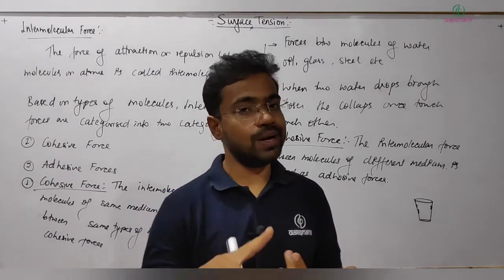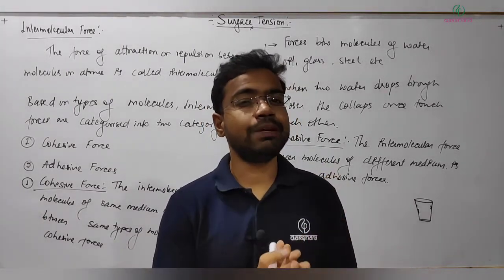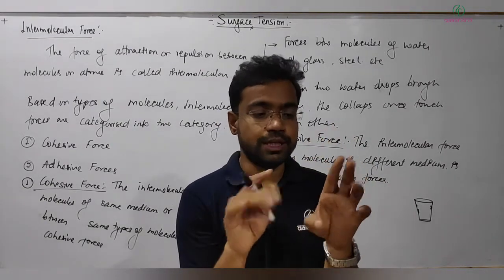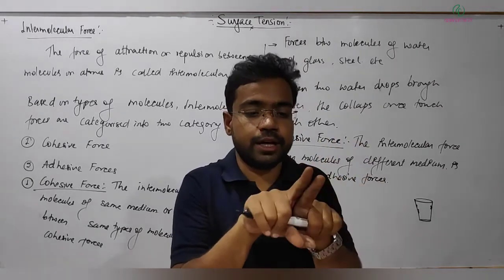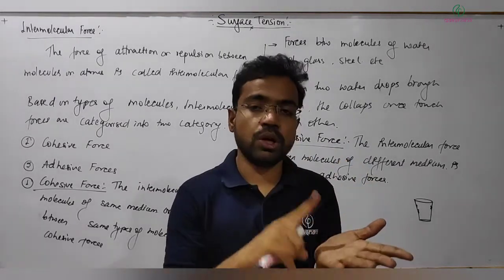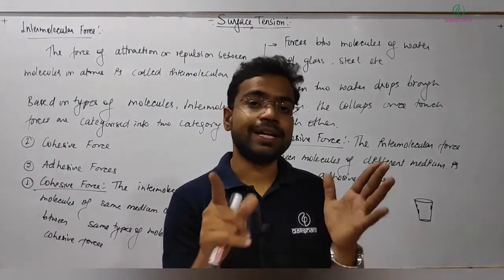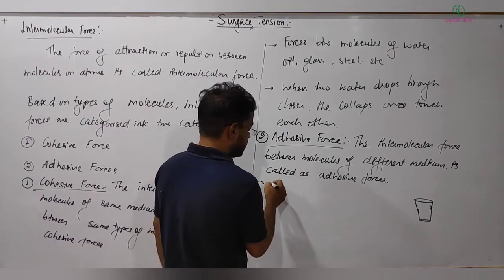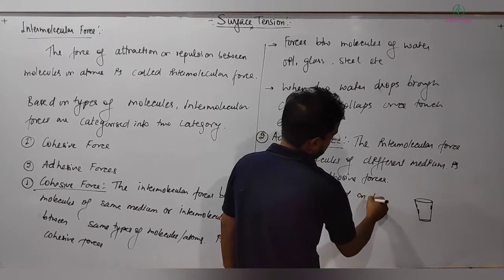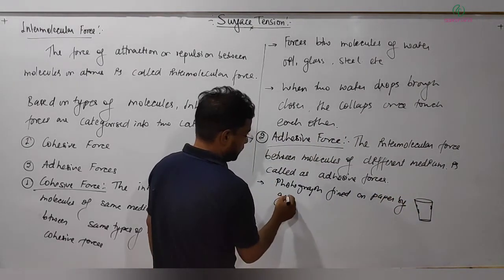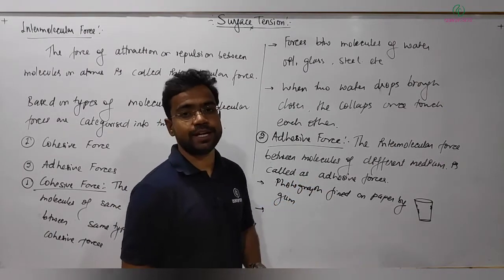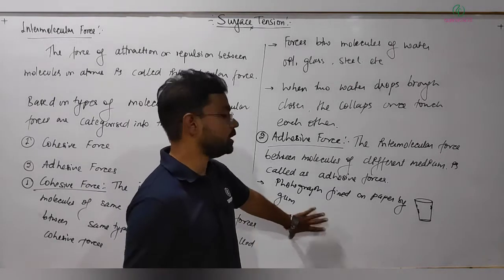All glues, like Fevicol and Feviquick, are called cumulatively adhesives. These are adhesive because they are used to fix things. Two papers, we can't fix them by themselves because they are the same medium. So we need to fix them with an adhesive, because the adhesive force between glue and the paper is more. That's why it's able to fix them. Like a photograph fixed on paper by gum or glue. This is one example. And one more thing, I am able to write on this board because of adhesive force between ink and board molecules.